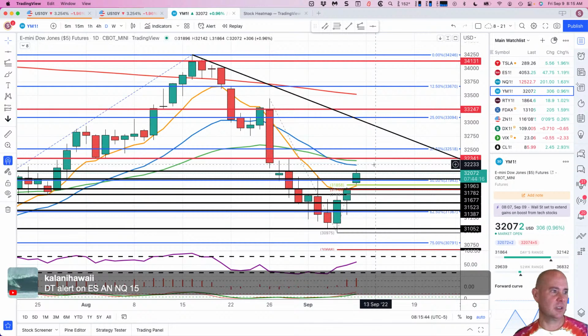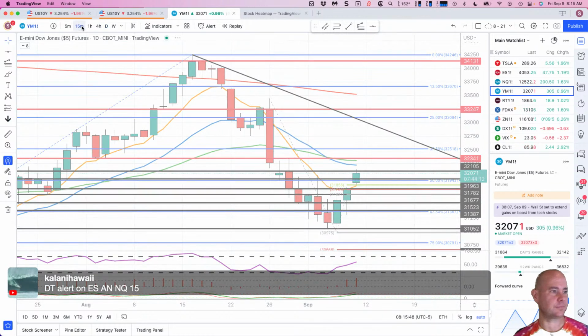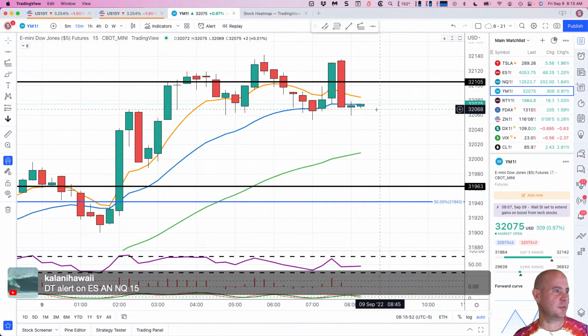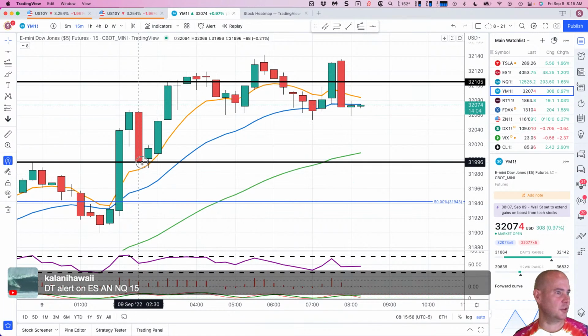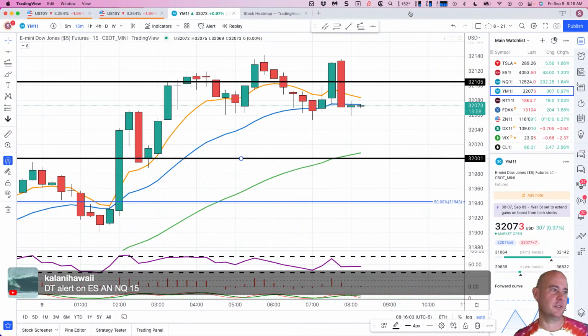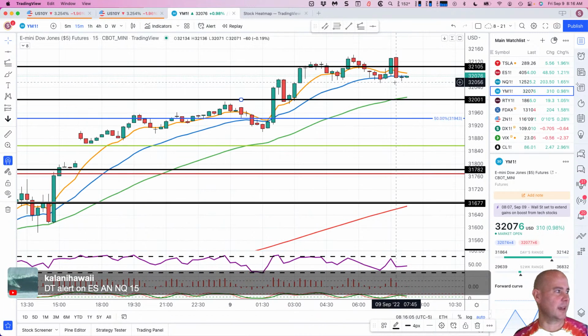Dow, 32,333. This is almost just a horizontal. I'd just be playing this with the breakdown zone for the Dow, back down to, actually, this is the end of the clear path, 32,000. And then below that, back to 31,950 to the upside.